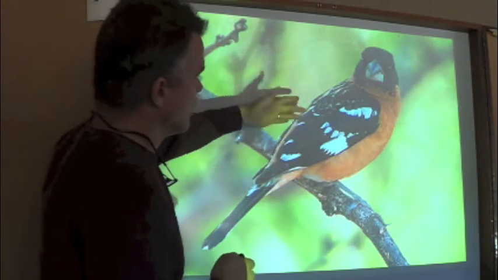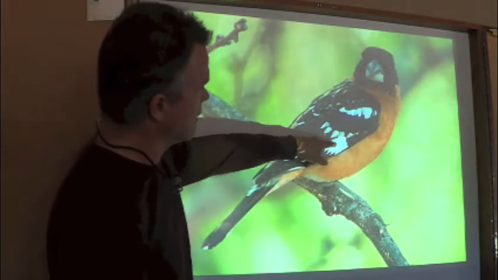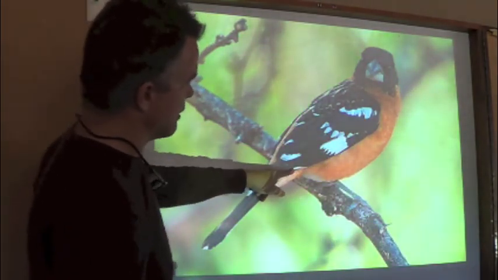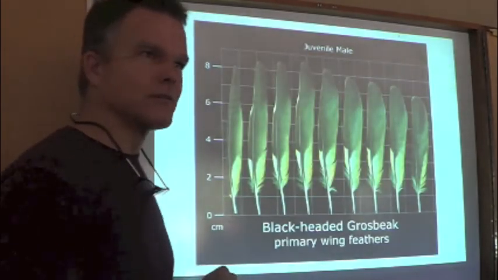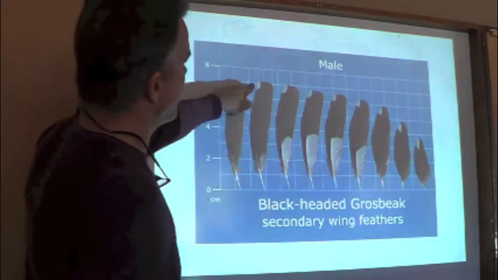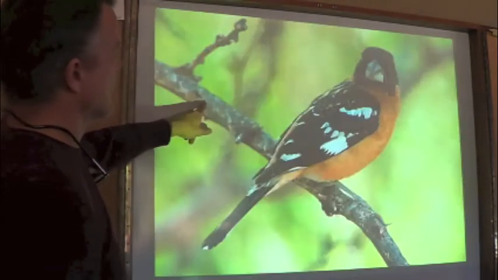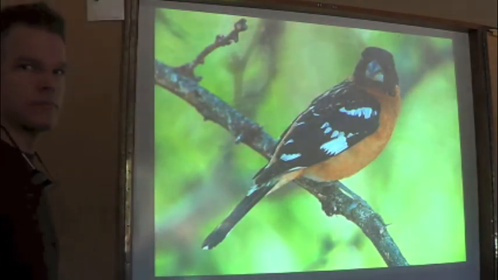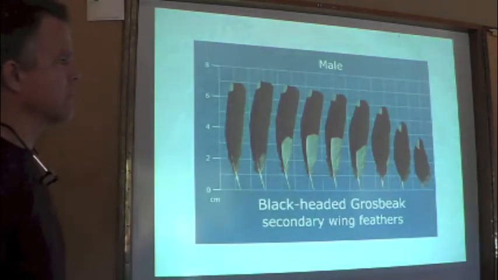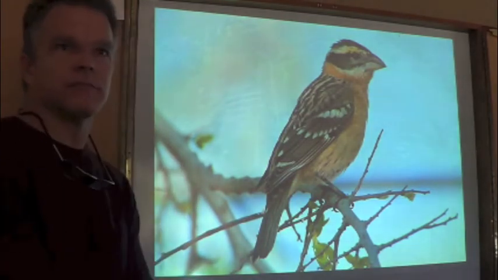So these patterns come from the primaries having white at the bottom, right? That's what's making that. And see that little spot there? Isn't that cool? Here are the secondaries with the white tips on them. Wow. One, two, three, and a whole pile the same length. Wow, isn't that neat? Thank you, Fish and Game. Here's the female. You look at that and think, oh, okay, I see what's going on here.